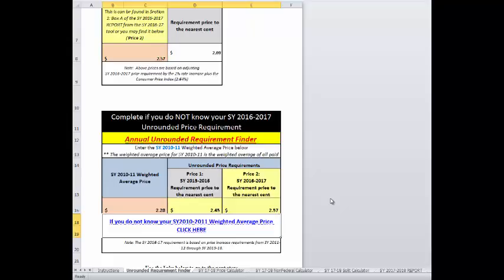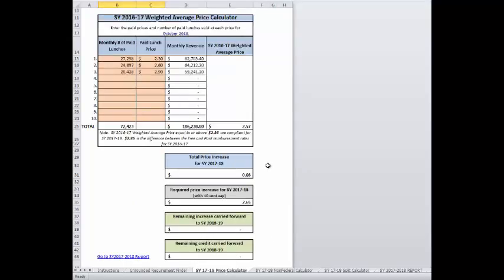Now, before we can determine the amount of non-federal funds this sponsor must contribute to its nonprofit food service account, we need to first have an understanding of what its weighted average price is. So to do that, we're going to go to the tab titled SY 17-18 Price Calculator. Here we can see in the box titled SY 2016-17 Weighted Average Price Calculator that this sponsor's weighted average price for the current school year is $2.57. That calculation is based on information we draw from CNP Web.